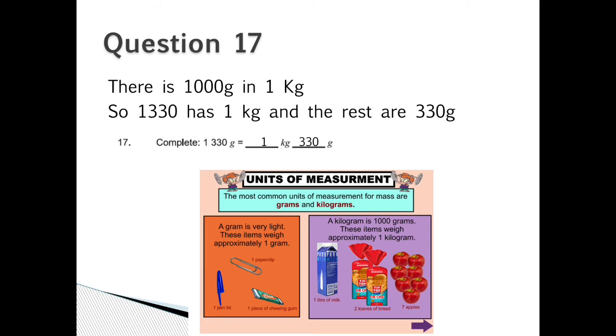When we're looking at a unit of measure, we need to know that the most common units of measure for mass are grams and kilograms. A gram is very light. These items weigh approximately 1 gram: a paperclip, a piece of chewing gum, or a pen lid. A kilogram is 1,000 grams. These items weigh approximately a kilogram: 1 liter of milk, 2 loaves of bread, or 7 apples.